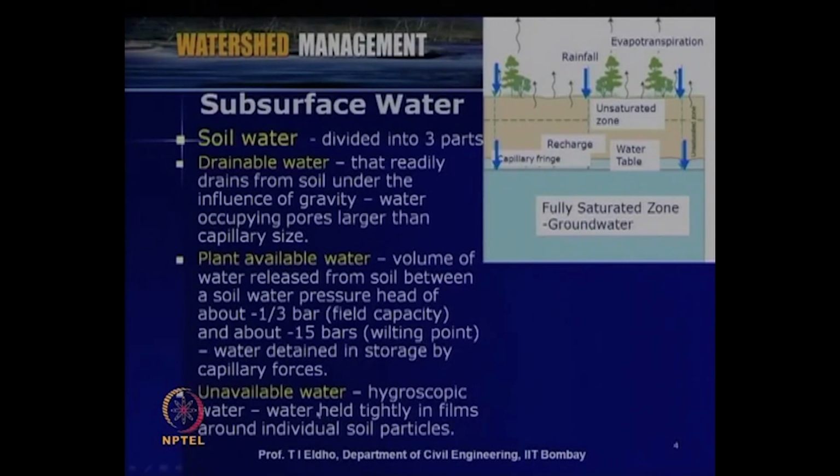And the third one is the water still existing in the soil, which is called unavailable water, which we cannot drain, or which will not be available to the plants. So, that is called hygroscopic water: water held tightly in films around individual soil particles. That will not be available to the plants, or even possible to drain. So, subsurface water we can classify into drainable water, plant available water, and unavailable water.